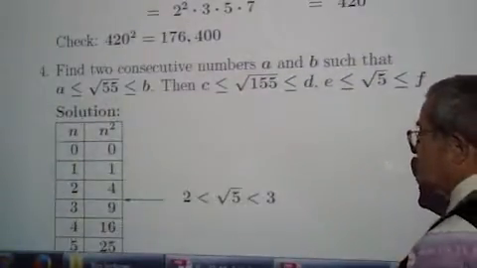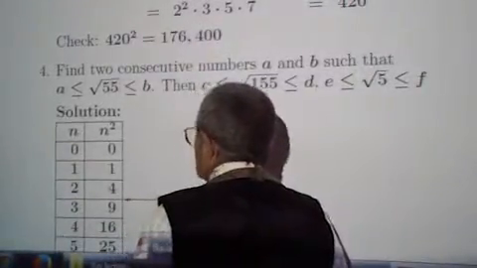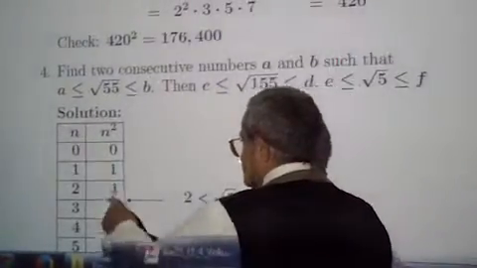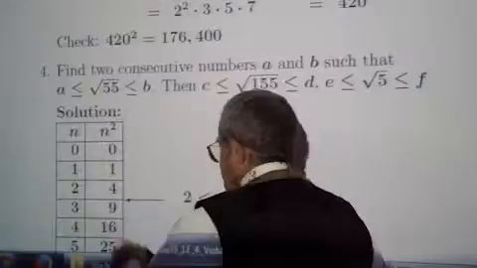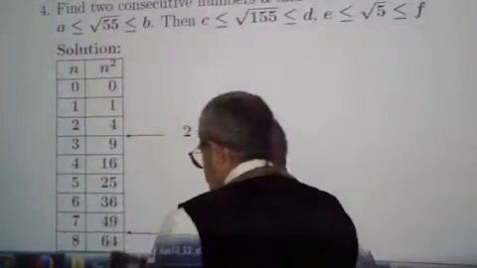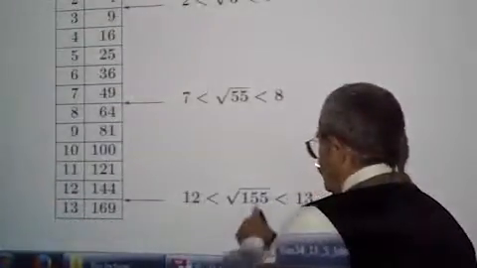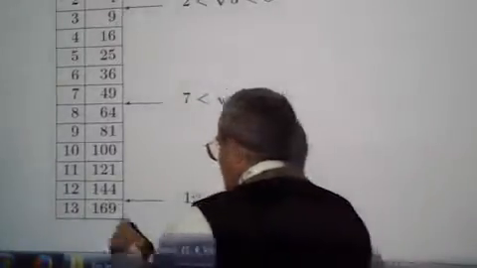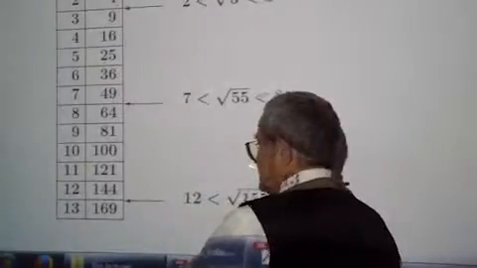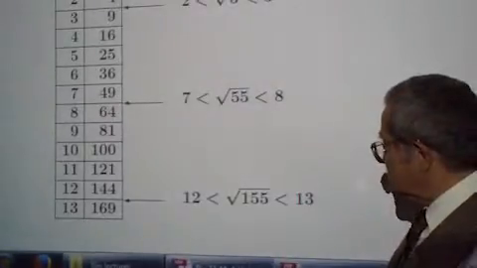I made a little table here. In this column you have the whole numbers. In this column you have the squares of the whole numbers. The square root of 5: 5 is between 4 and 9, so the square root is between 2 and 3. Square root of 55: 55 is between 49 and 64, so the square root is between 7 and 8. 155 is between 144 and 169, so the square root of 155 is between 12 and 13.